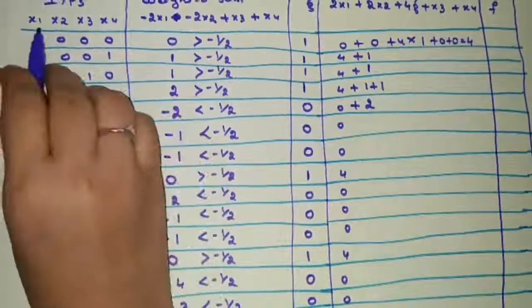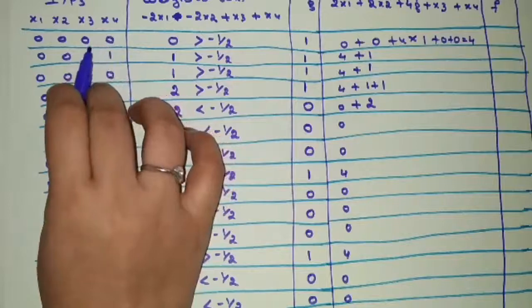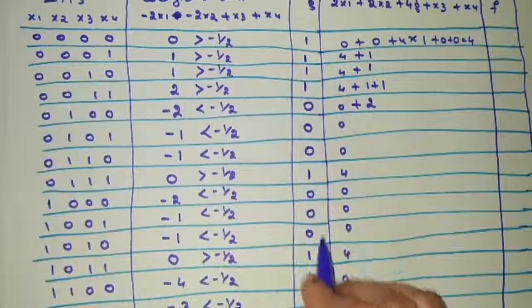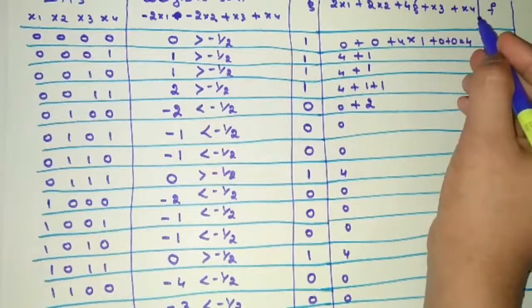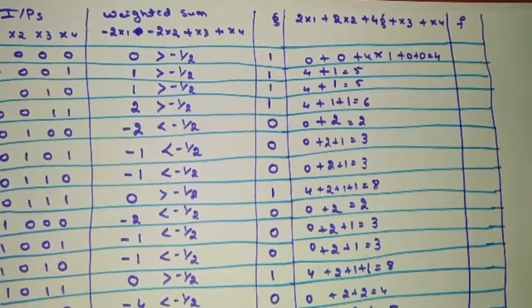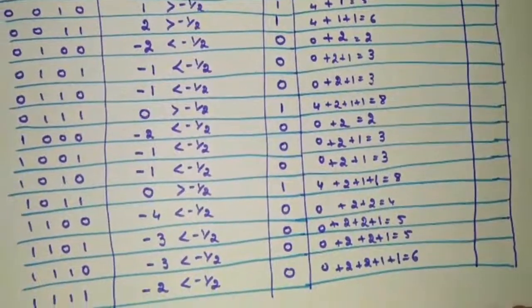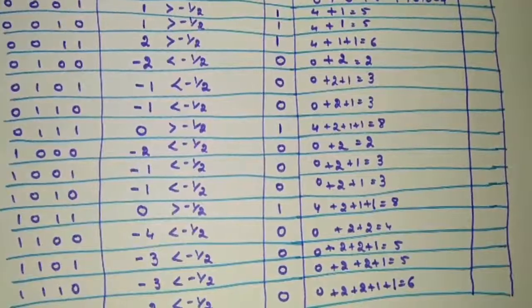Just substitute the values of x1, x2, x3, x4, and in addition to this, we need to substitute the value of g also in this equation. I hope you are able to understand it. Just complete the column. I have completed the whole column. You can cross check with your answers. I hope you are able to see it and grasp it.